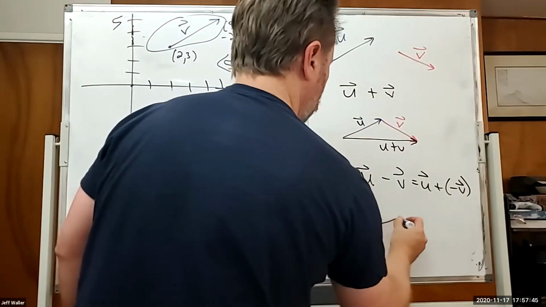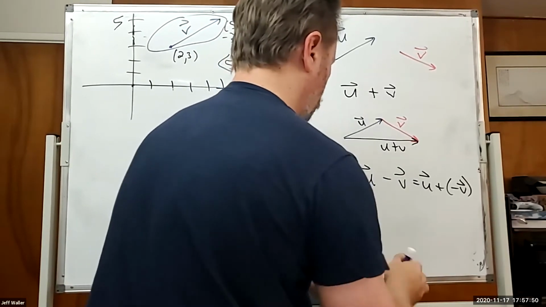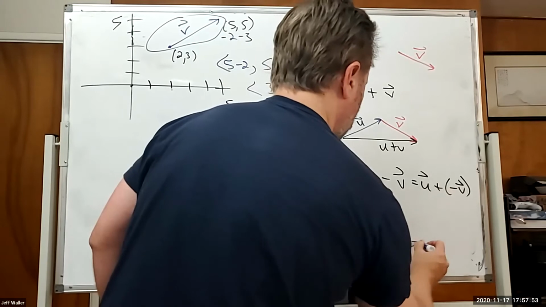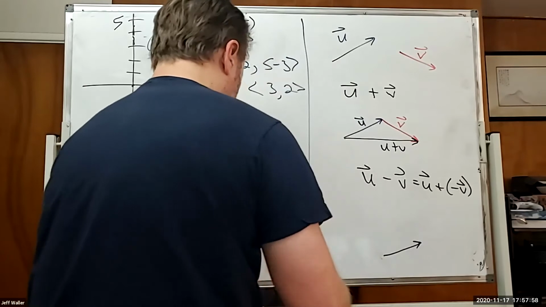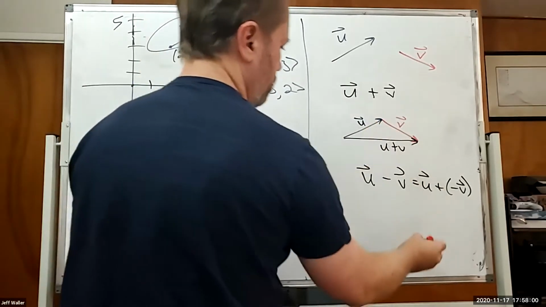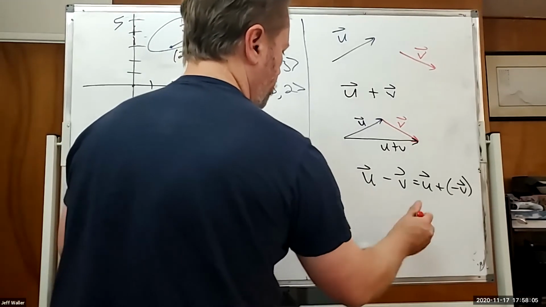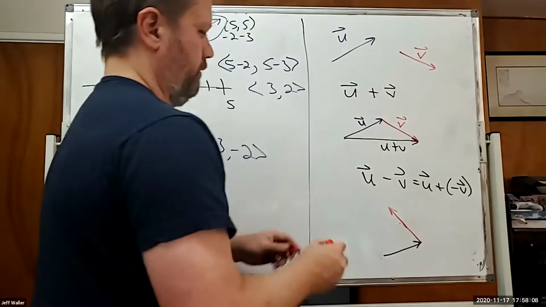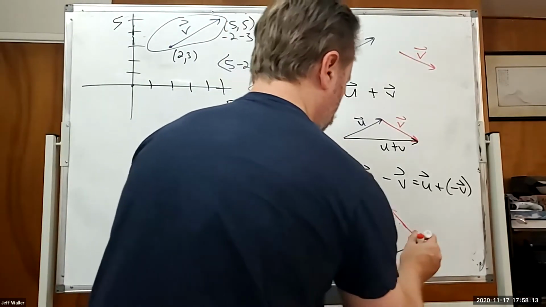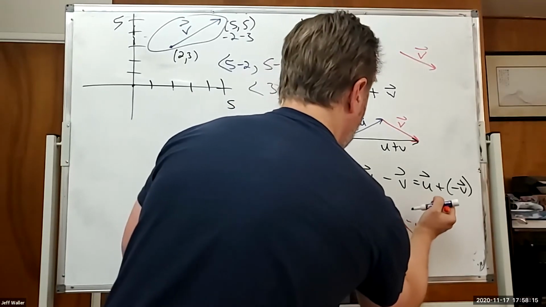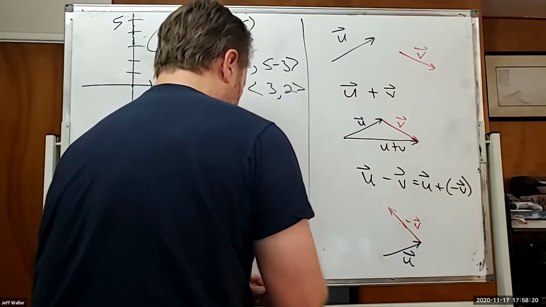So here's U. Oh, this is going to suck, Jeff. Let's move that. I got to think ahead. Here's U. It's a little too long. It doesn't matter, dude. All right. And here's negative V, so it's going to go back there. It's got to be a little longer, Jeff. It's not perfect. That's all right. So this is U, this is negative V. If I add those, I'll get U minus V.